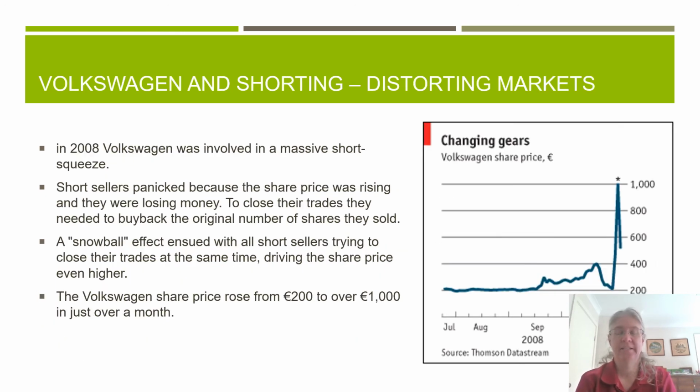So we had an example of distorting of the markets with Volkswagen back in 2008. So they had a massive short squeeze. The short sellers panicked because the share price was rising and they were losing money. To close the trades, remember, they have to buy back the original number of shares that they sold. So that meant they pushed the price up even further. So a snowball effect ensued. All the short sellers trying to close their trades at the same time pushed the price higher and higher. So the price of Volkswagen went from 200 euros to over 1,000 euros in just 1 month.